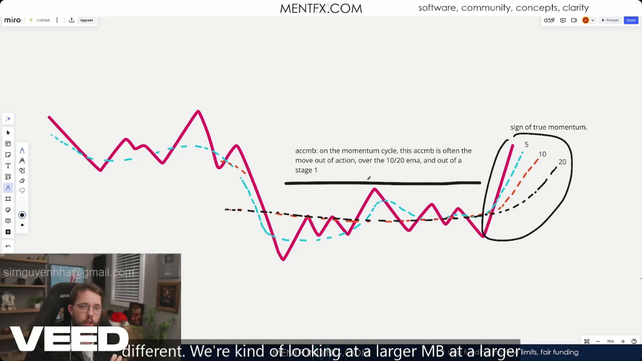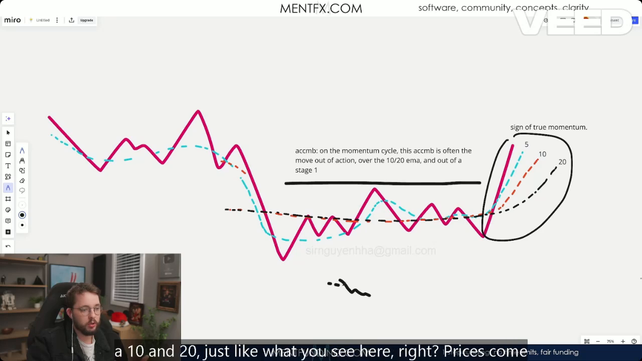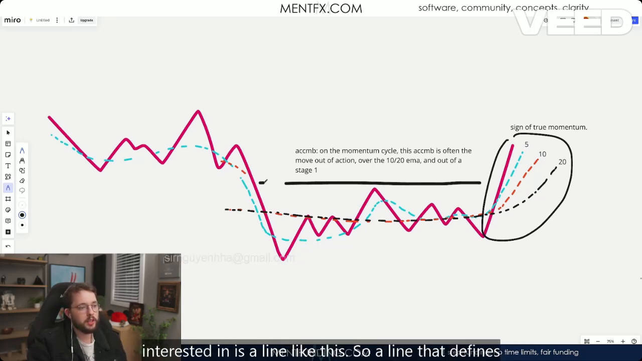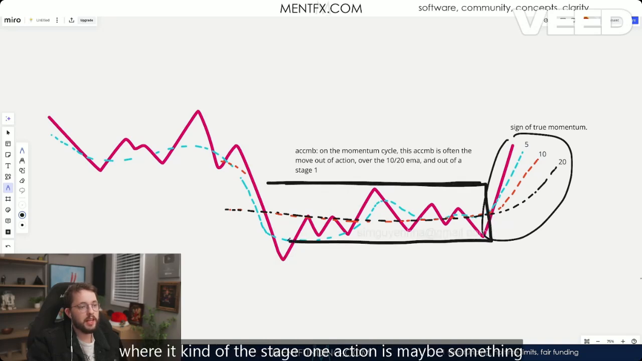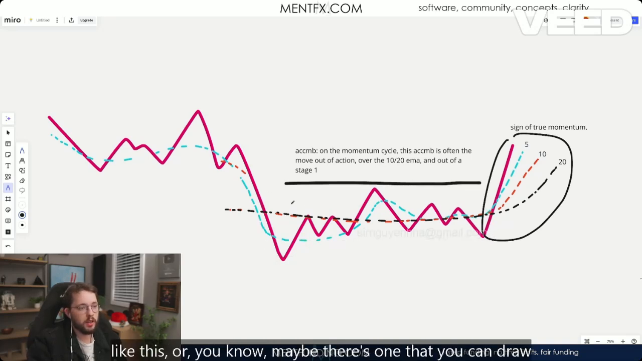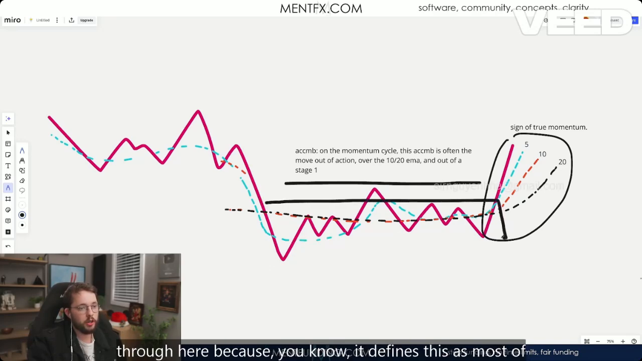We're looking at a larger MB, at a larger area that is basically proving demand, right? A lot of the time what you'll see is, let's say prices come down to like a 10 and 20, just like what you see here, right? Prices come down into that 10 and 20. And ultimately what I'm more interested in is a line like this, a line that defines where the stage one action is. So maybe something like this, or maybe there's one that you can draw through here, because it defines this as most of the stage one.